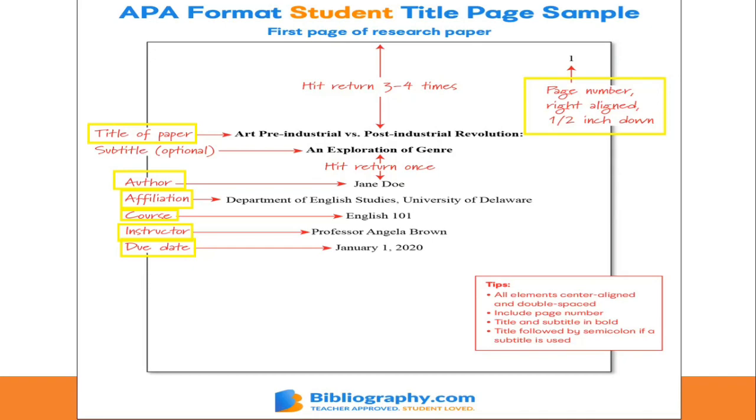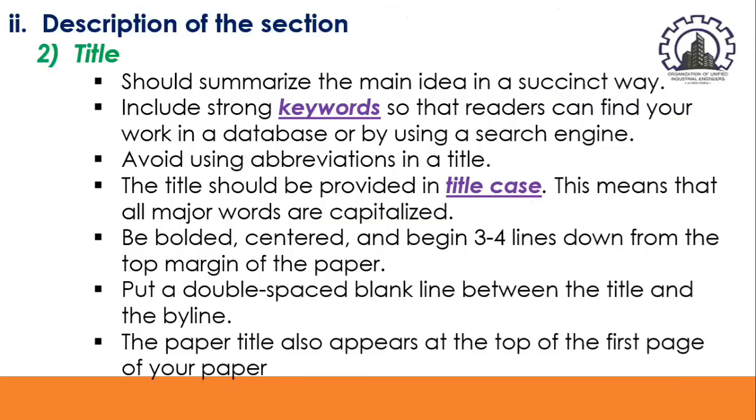And next we have the title itself. Now, the title should summarize the main idea in a succinct way. It also includes strong keywords. What I mean by keywords is that I'm referring to the variables of your study, the dependent and independent variables. Now, what's the use of these keywords though? These keywords would allow the readers to find your work in a database or by using a search engine. And also, as much as possible, avoid using abbreviations in a title. That is a big no-no.